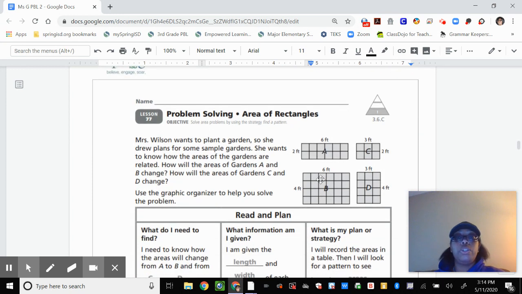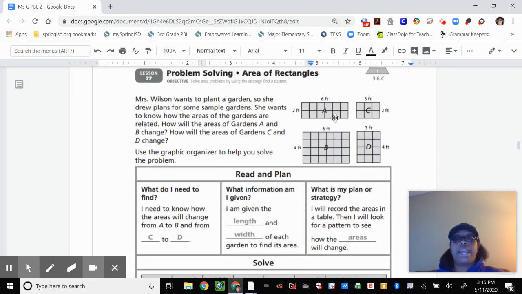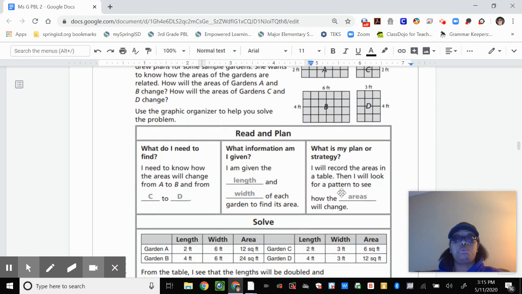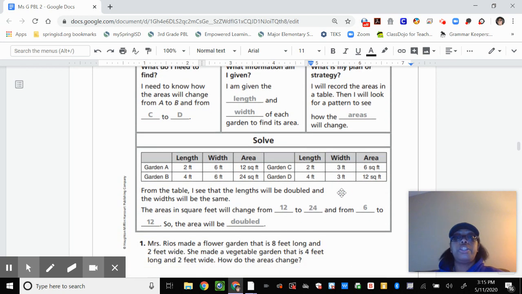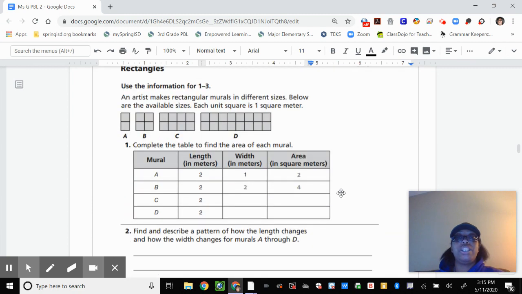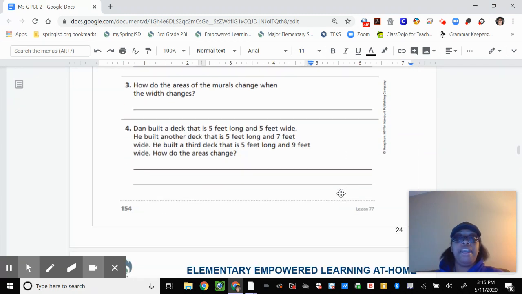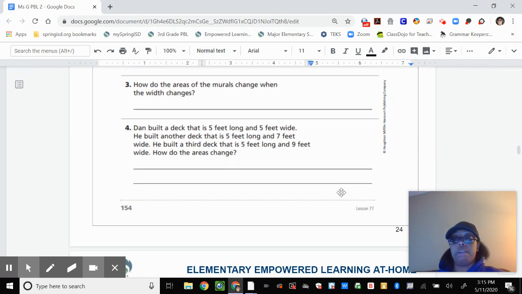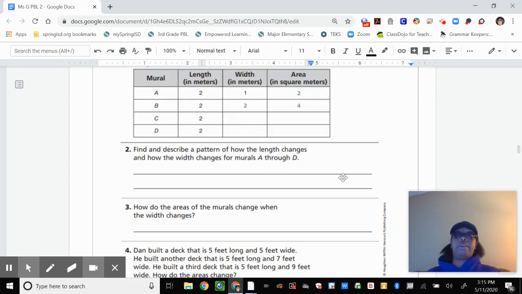And then your last 2 pages are areas of rectangles. So you're looking at comparing the length and the width and using the graphic organizer to help you solve the problem. Okay? So remember to upload all 4 of your math pages together into one assignment, and that's assignment number 4, and then your chart is assignment number 3.